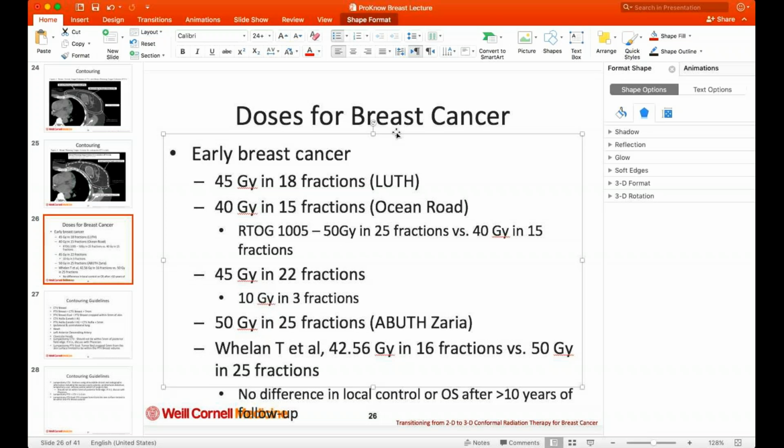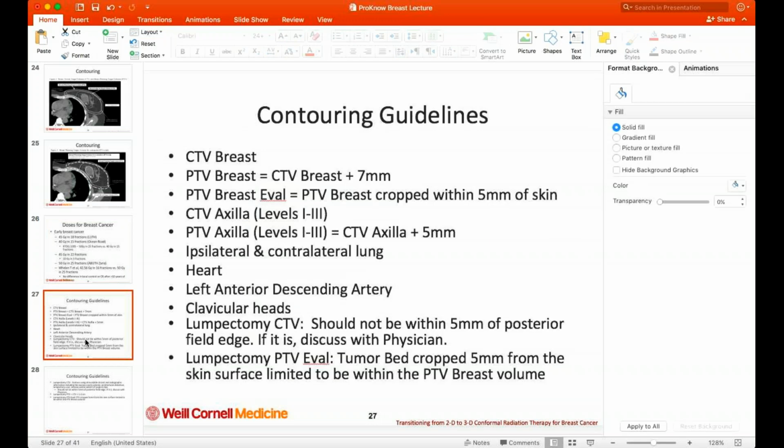So thank you. I think people have shown that you can do hypofractionation for the breast, and that it's safe. But a lot of institutions in the United States are still very hesitant to do hypofractionation. I personally embrace hypofractionation. I think multiple studies have already shown its safety, but it's just something to keep in mind.